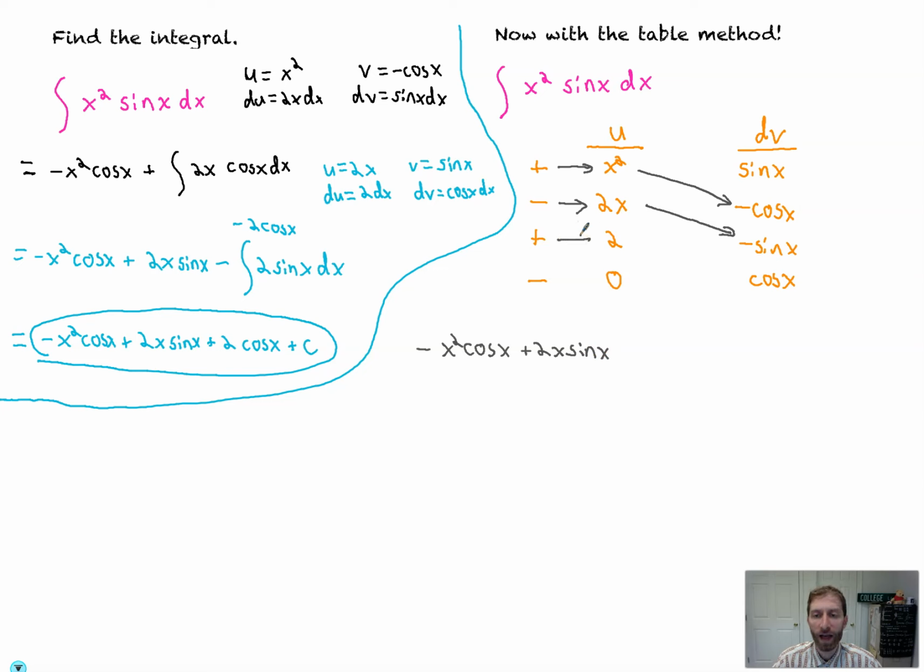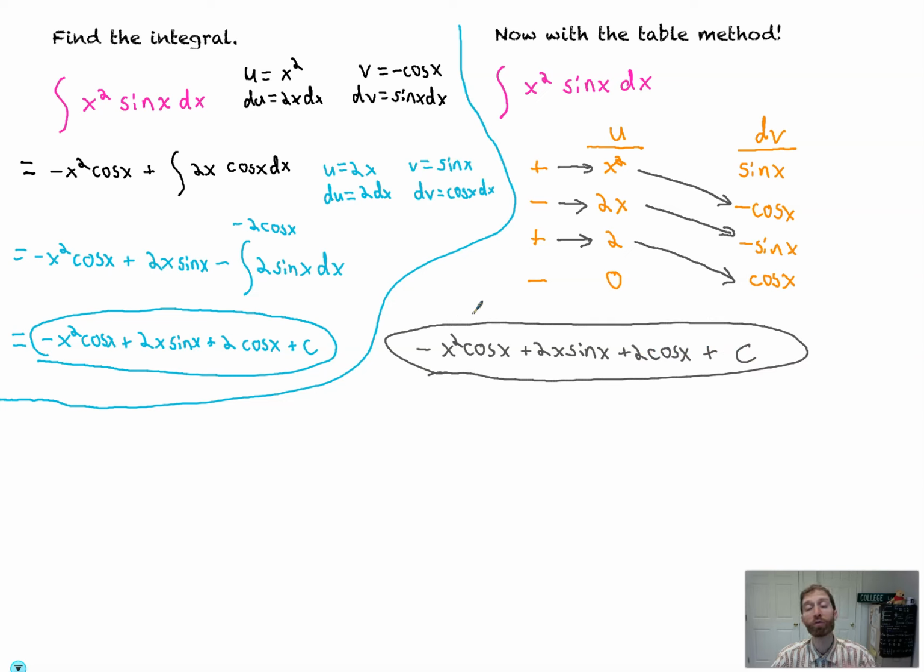And then finally, our last line is 2 times cosine x. Exactly what we got there. And don't forget about plus c. And if it's a definite integral, you'd evaluate the definite integral at this point. That's it. So that's the table method. It's great for repeated uses of integration by parts.